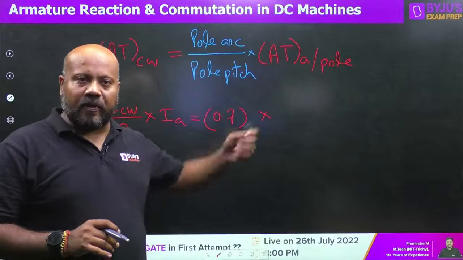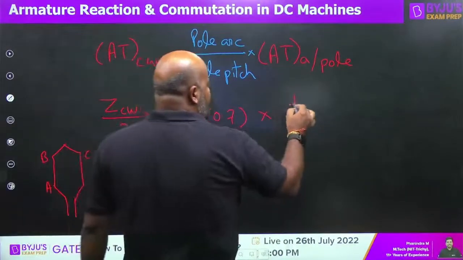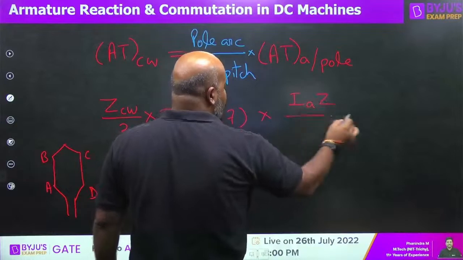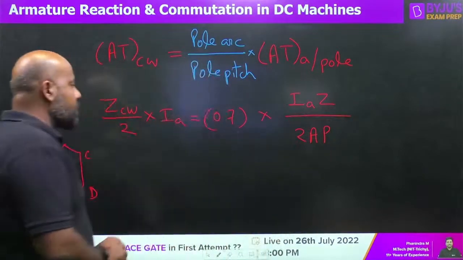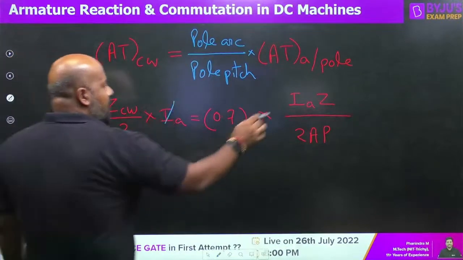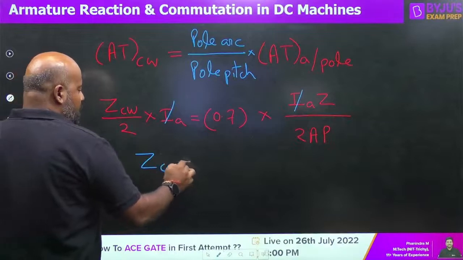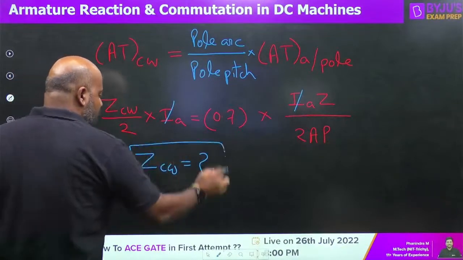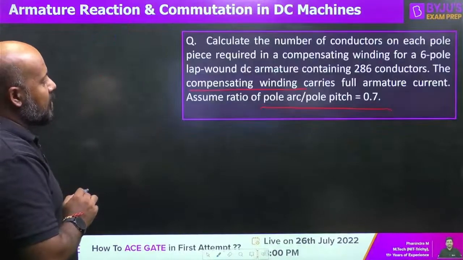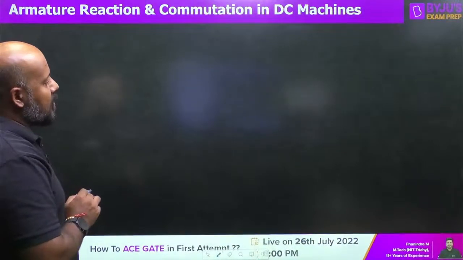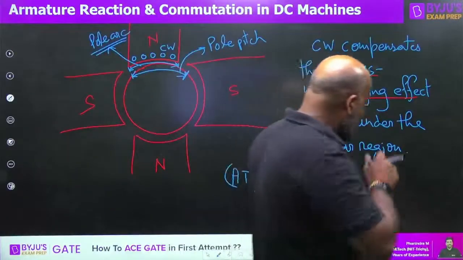If you want, I can explain how we are getting this, but if you know this, then directly you can write: it is IAZ upon 2AP. Is it clear? IA is going to be cancelled. Z is given. He is just asking you ZCW. So just solve this, you will get your answer. I think you must be getting 6 or 7. I'm not sure, just check the calculation part.